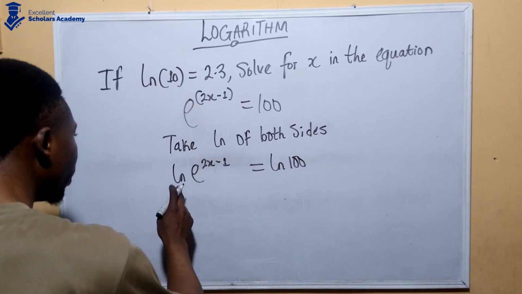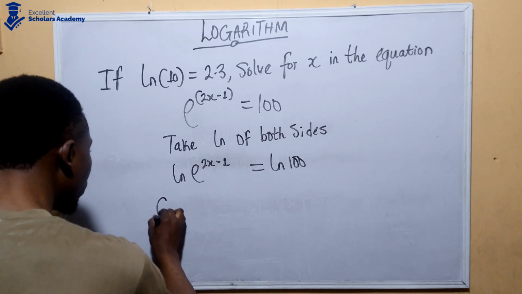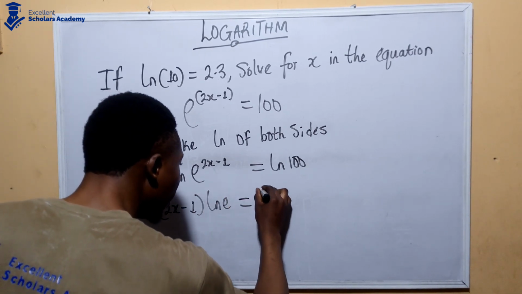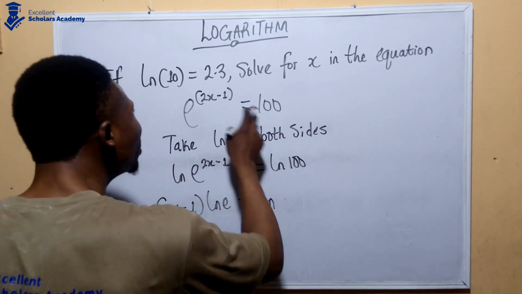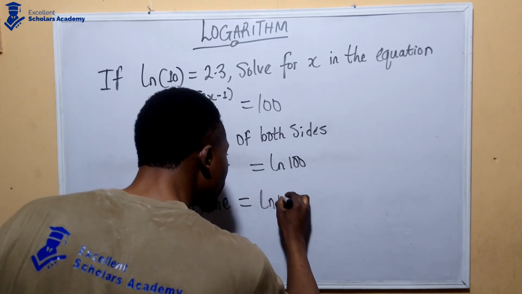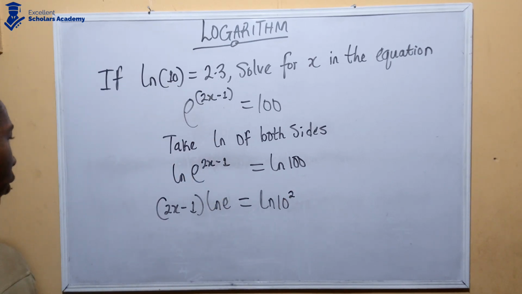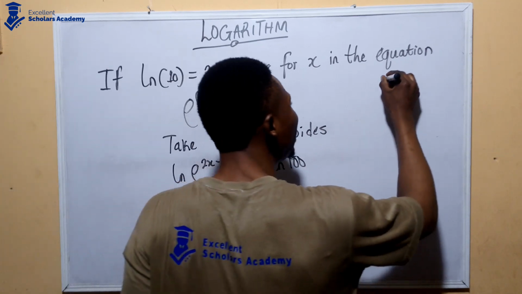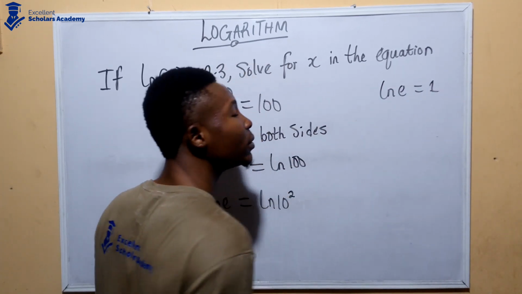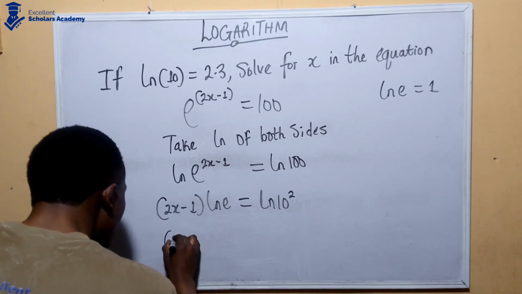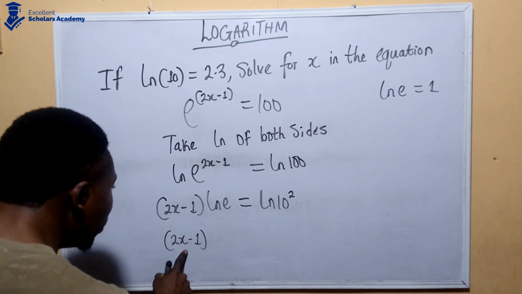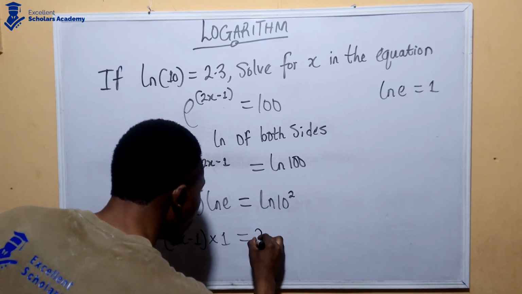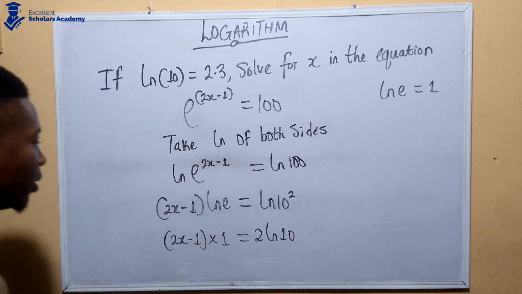Now, of course, according to the law of logarithm, this can go behind. So you're going to have 2x minus 1 ln e is equal to ln 100. Now, ln 100, because they gave you ln 10 is equal to this, can be expressed as 10 to the power of 2. Now, for this, I want you to know that ln e is equal to 1. So this is going to be 2x minus 1 multiplied by 1, is equal to, now 2 can come behind here, it becomes 2 ln 10.